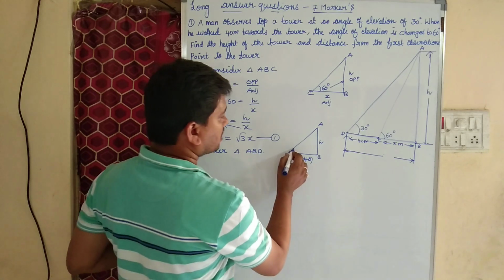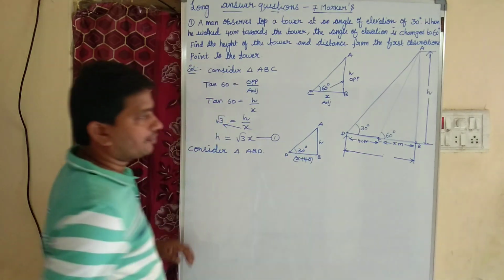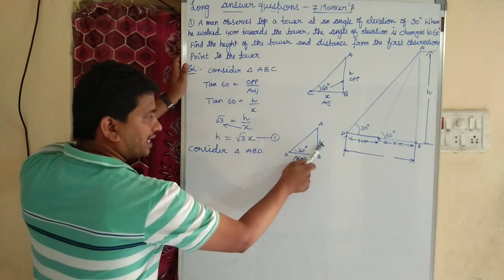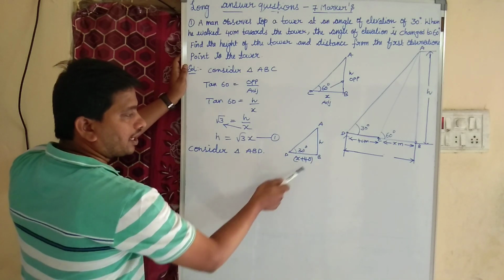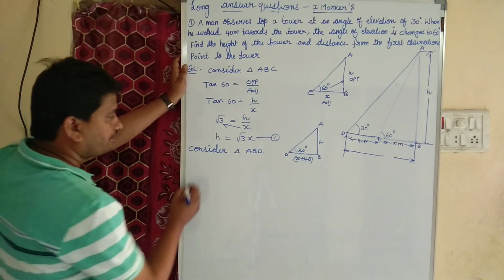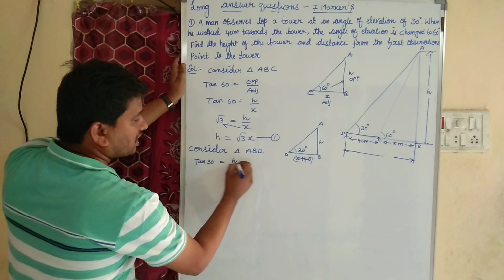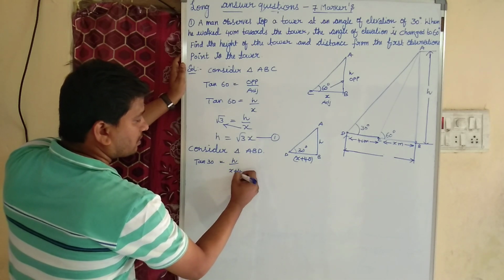And the angle of elevation at D is 30 degrees. Okay. Now let me apply the tan ratio again, because H is the side opposite to angle 30 and x plus 40 is the base, right? So tan 30 equals opposite side H over adjacent side x plus 40.